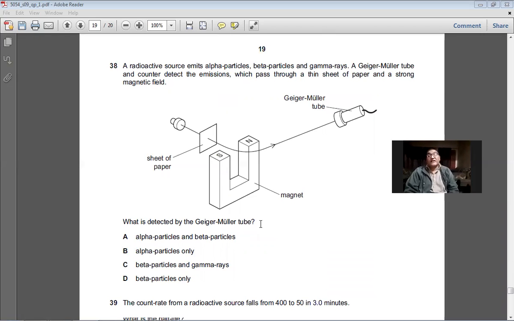Here are some charged particles which are coming like this. I am using the left hand rule. The magnetic field is from north to south. My thumb is pointing downward. So if the charged particles are positive, they will go downward according to the left-hand rule. But the charged particles are bent upward. So it means that they are not positively charged. They are negatively charged. So it means that there are beta particles only.